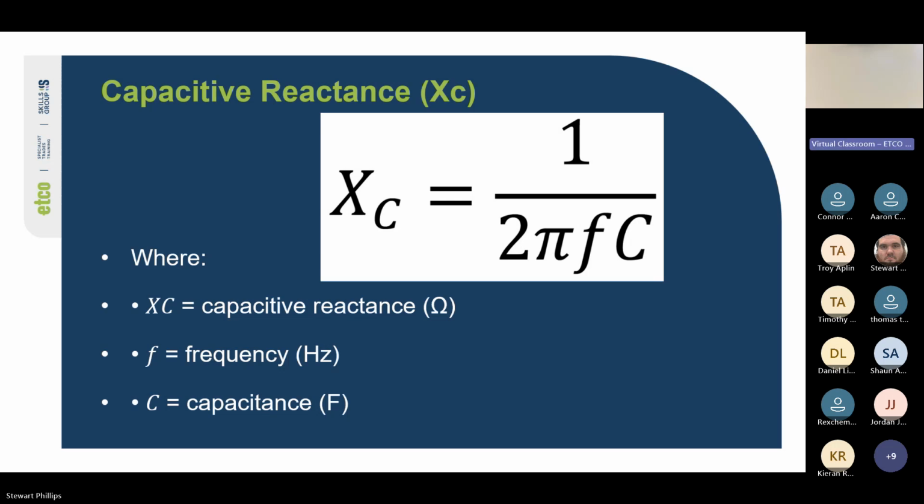So whereas our inductive reactance was calculated with just 2 pi FL, we see that the capacitive reactance is 1 over. So if we were to increase our frequency or our capacitance, what would happen to the reactance? What do you think would happen? Just based on the formula.